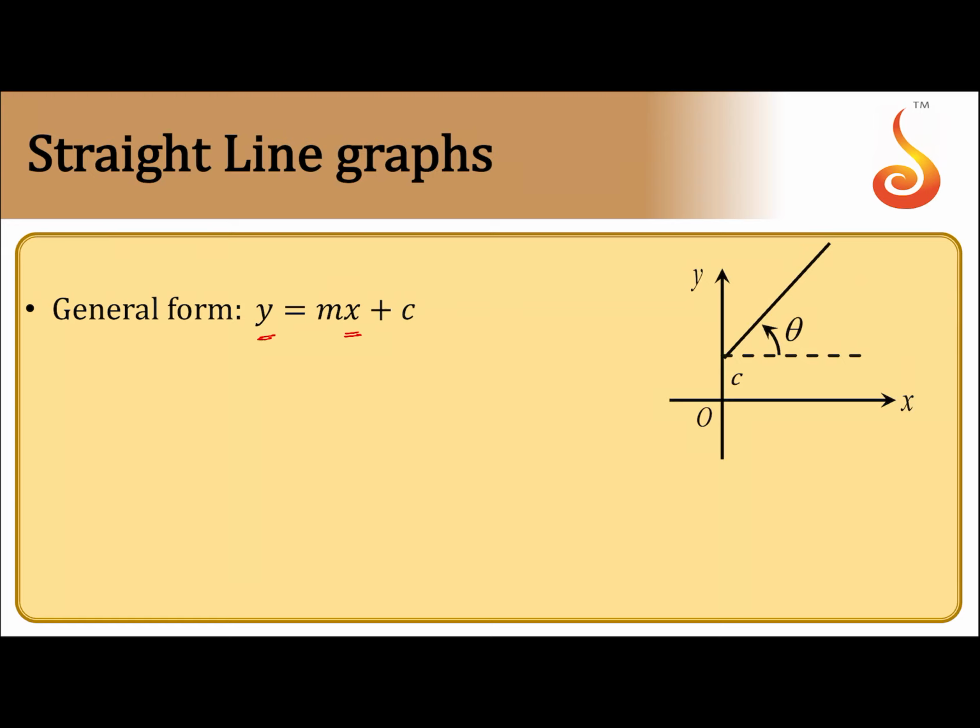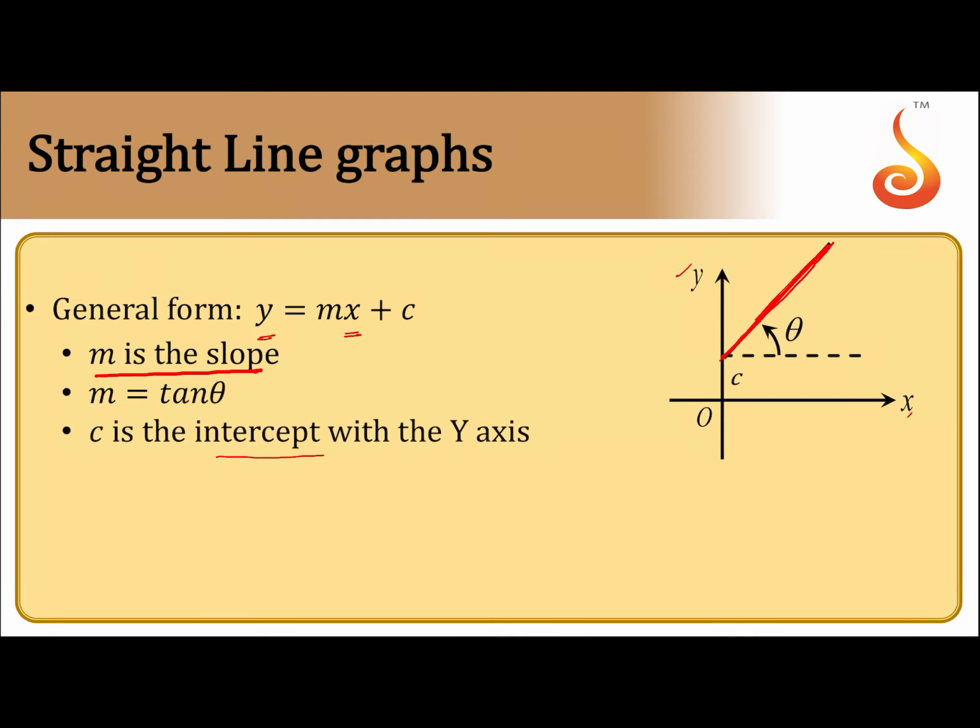What is that representation? The curve can be represented like this. You notice that we got the x axis here, the y axis here, and this is our straight line. This straight line is represented by y = mx + c. And what is that m? m is the slope. And what is that c? c is nothing but the intercept with the y axis. That means this distance, the distance on the y axis from the origin where it intercepts.